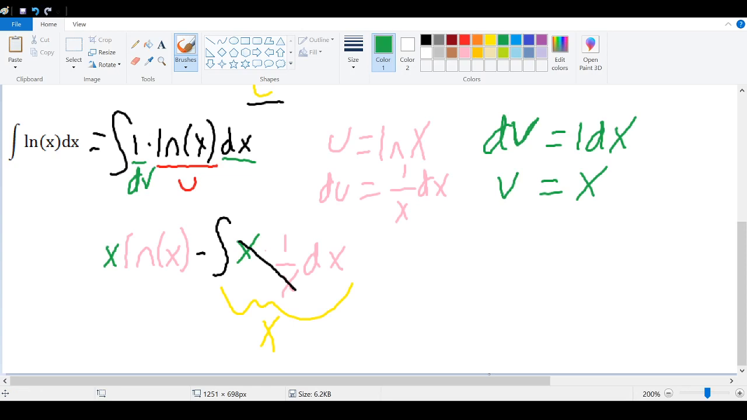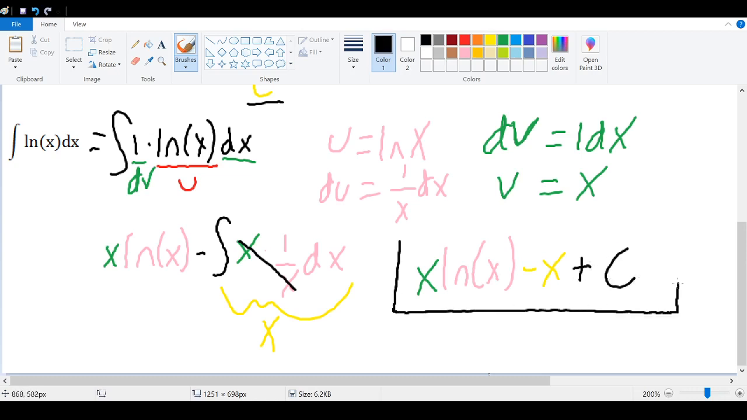So we can write our final answer as x times the natural log of x minus x, and then of course plus c. And that is the answer. All right. So here's just some beginner problems, just getting you started. The hardest part about integration by parts is for sure choosing your u and your dv.